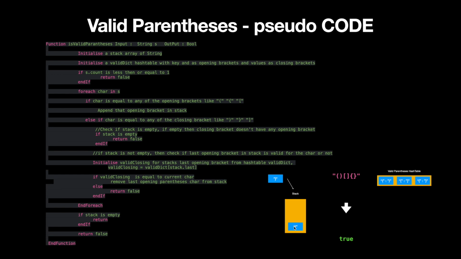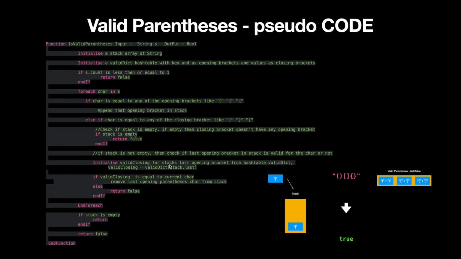If the stack is not empty, it has something, then we will check the last character in the stack, right? And we will get the valid closing bracket of this last character. So the last character would be an opening bracket only. So we will check the valid closing bracket of this last character in the stack, and we will compare it with the current closing bracket. If it is equal, then we will pop the last item in the stack, right? So we'll remove it.